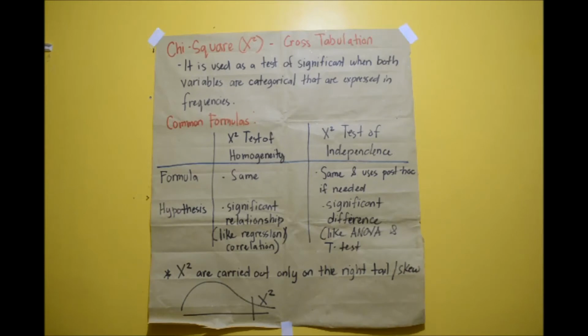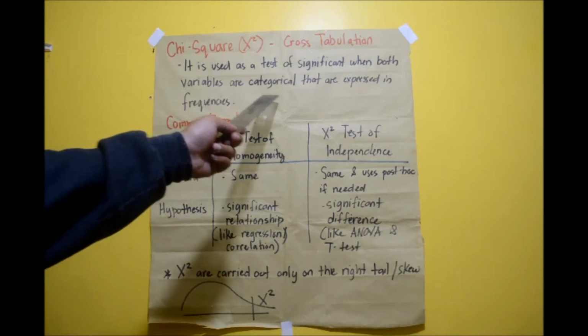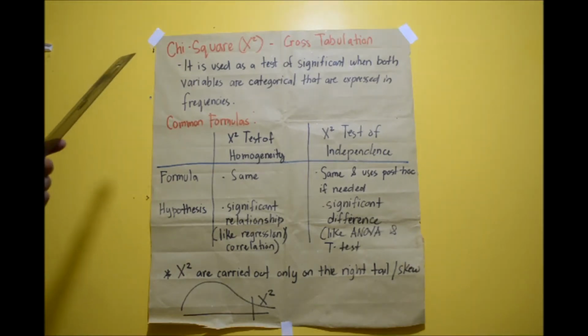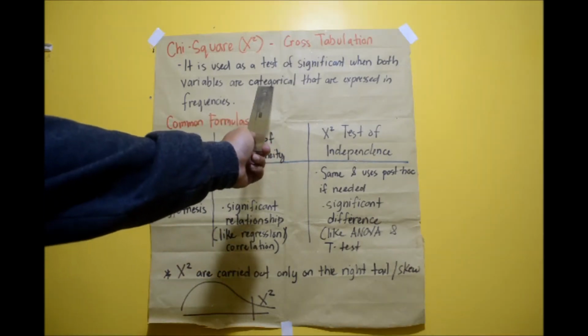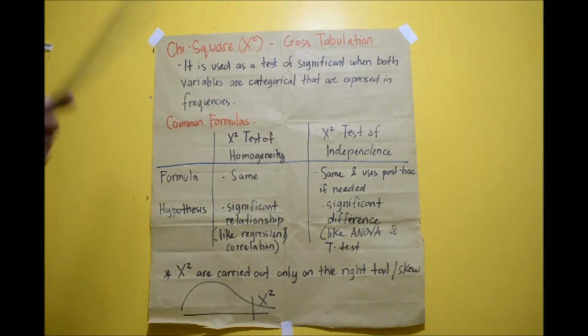So chi-square is used as a test of significance when both variables are categorical and expressed in frequencies. Technically, your independent variable, as well as your dependent variable, are categorical. So simply, they are nominal or ordinal in nature. Although categorical, and in some literature the chi-square is considered qualitative, it is still quantitative in the sense that your variables are expressed through frequencies. I assume you already know frequencies. Basically, it is just counting.